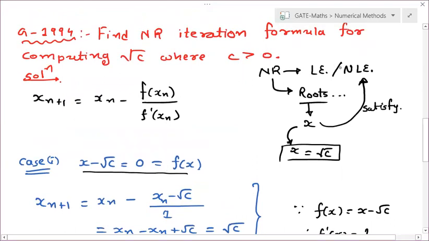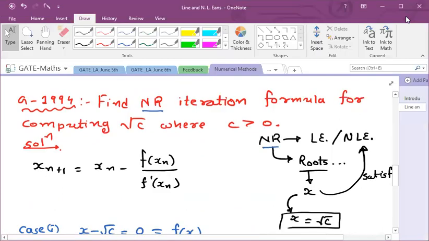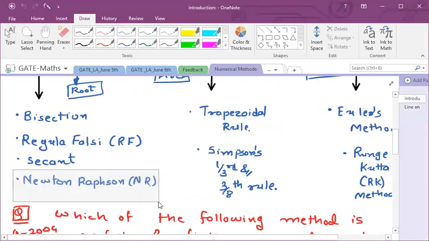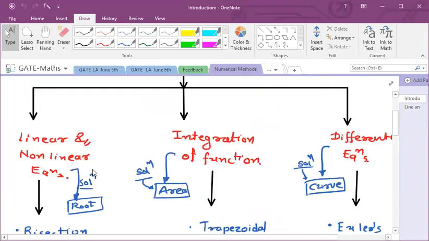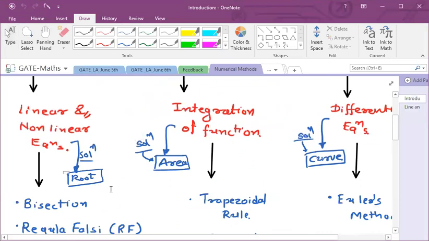See, we have to apply the Newton-Raphson method. Isn't it? In the question we were told we need to apply Newton-Raphson method. Now why do we apply the Newton-Raphson method? See over here, let us revise a little from the morning. We are applying Newton-Raphson method on linear and non-linear equations to find their root. We apply it on linear and non-linear equations so that we can find the root.